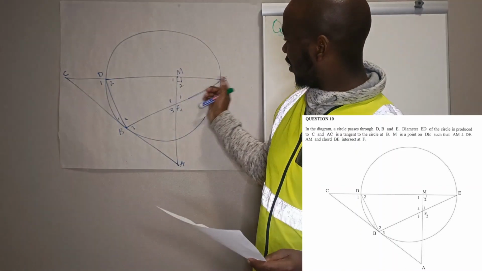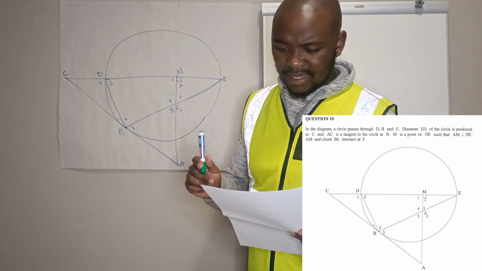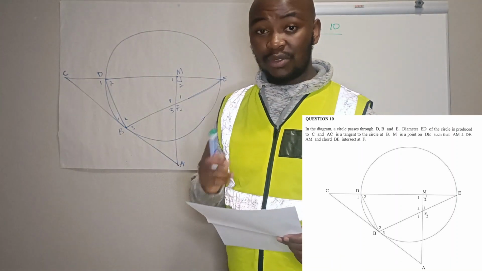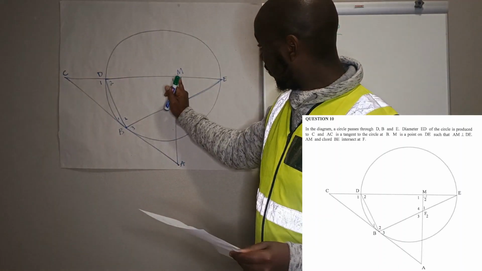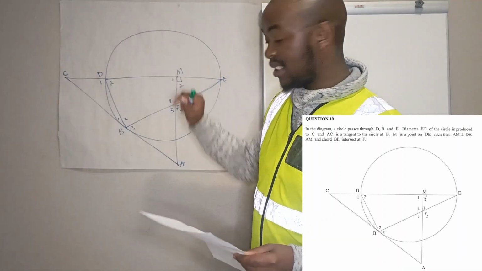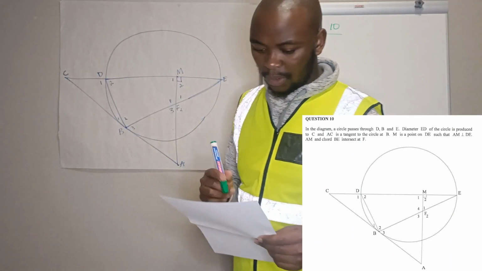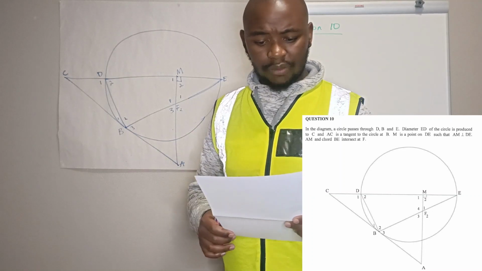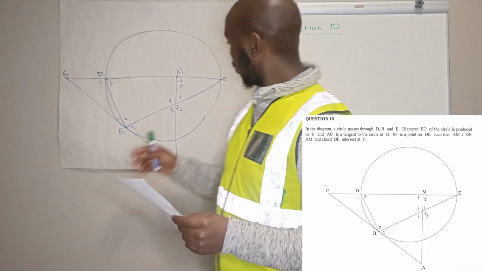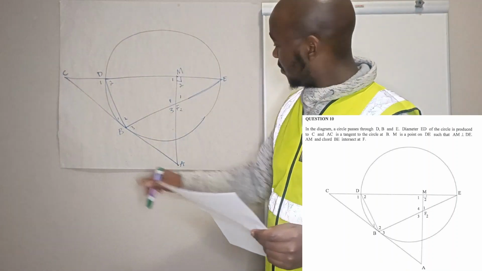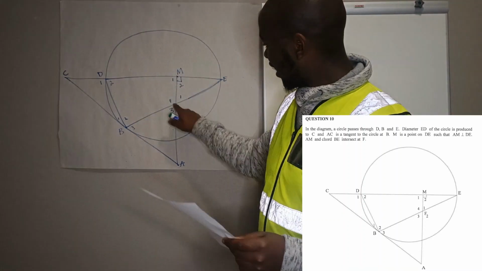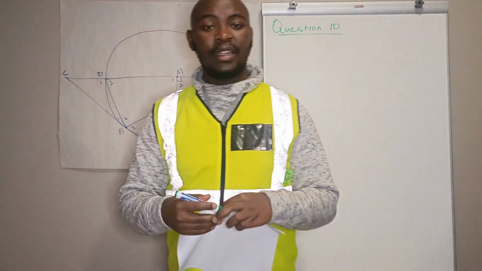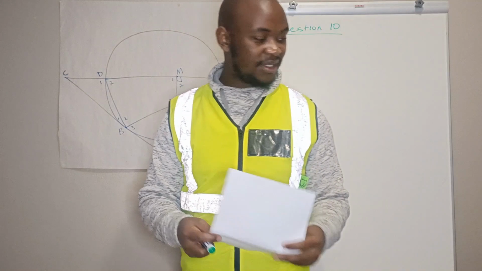And they are mentioning that M is a point on DE. There is M, which is a point on that diameter of ours, DE. Okay, and then they're mentioning that AM is perpendicular to DE. So where we see AM, we are seeing a perpendicular intersection with ED. Then they are also mentioning that AM and chord BE intersect at F. So we have AM and BE. So these two lines are intersecting at this point F. Alright. Now let's continue to the questions.